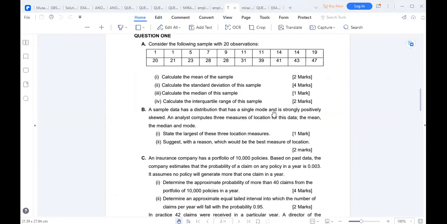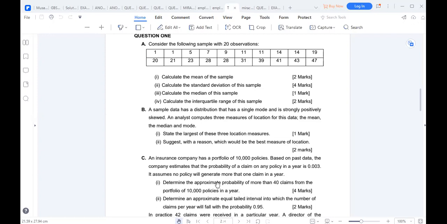For skewness, we've been told that it is positively skewed. Whenever you're dealing with skewness, it is the mean which must be greater for it to be positive. Then suggest which one will be the best measure of location. Location is usually the median. It's the only one that is there. Q1, Q2, Q3. The Q2 is the median.